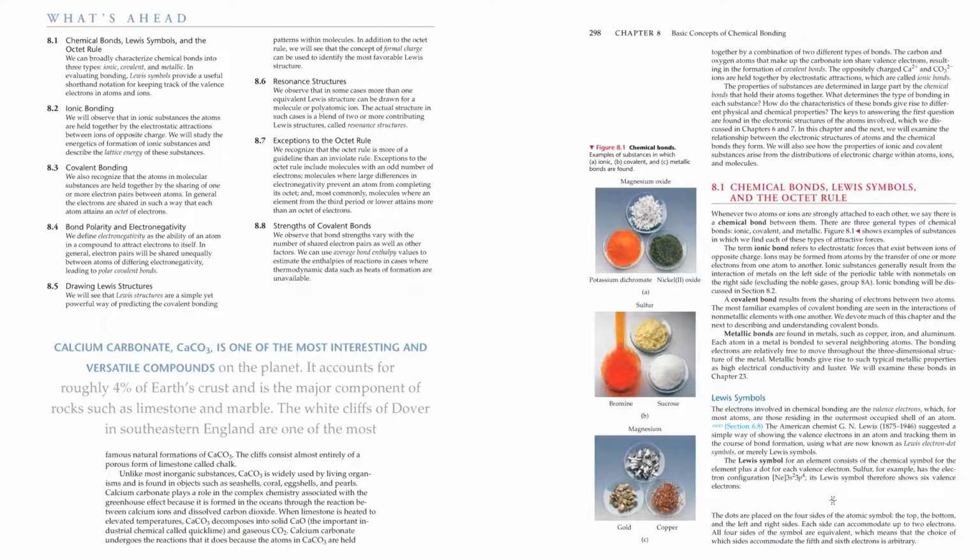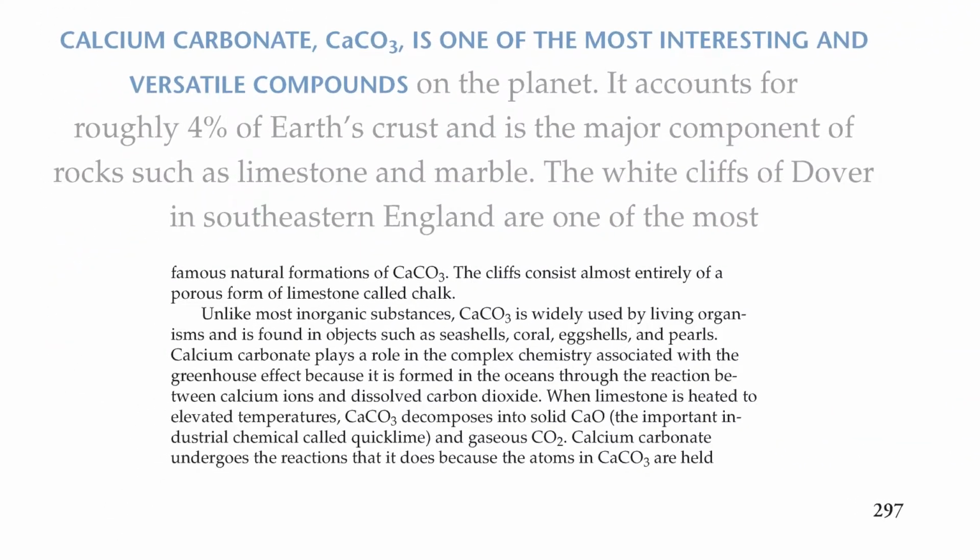Chapter 8 Basic Concepts of Chemical Bonding. Calcium carbonate is one of the most interesting and versatile compounds on the planet. It accounts for roughly 4% of the Earth's crust and is a major component of rocks such as limestone and marble. The White Cliffs of Dover in southeastern England are one of the most famous natural formations of calcium carbonate.